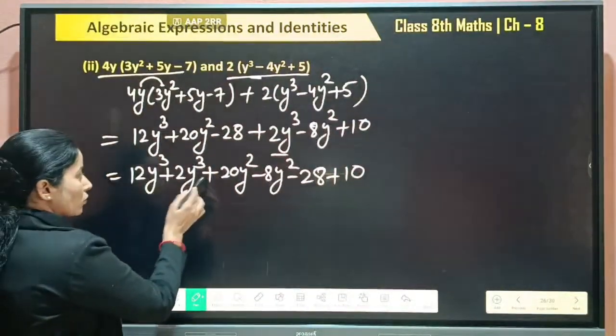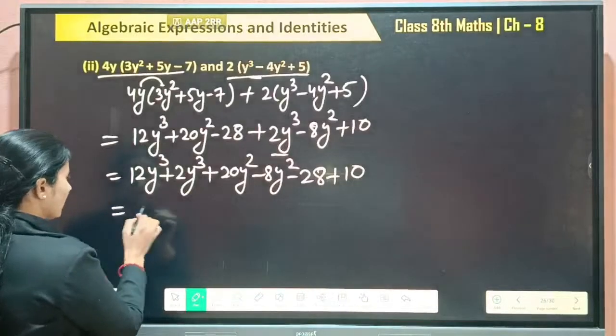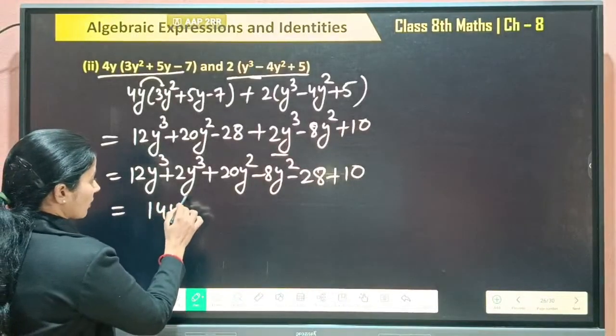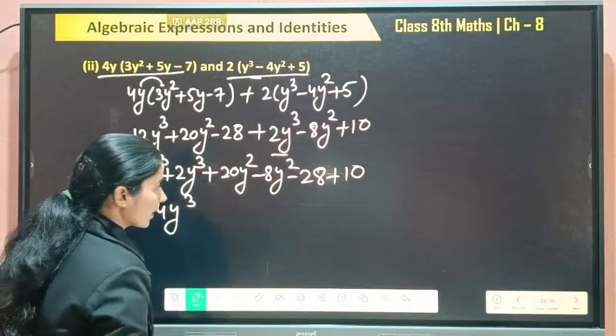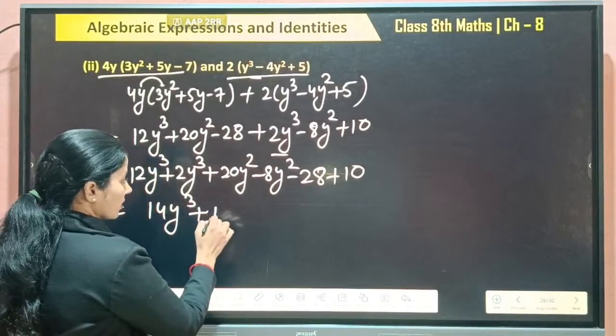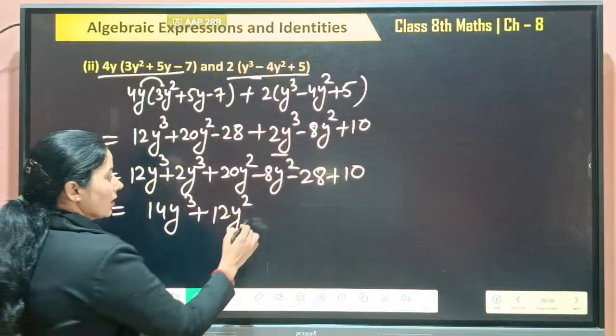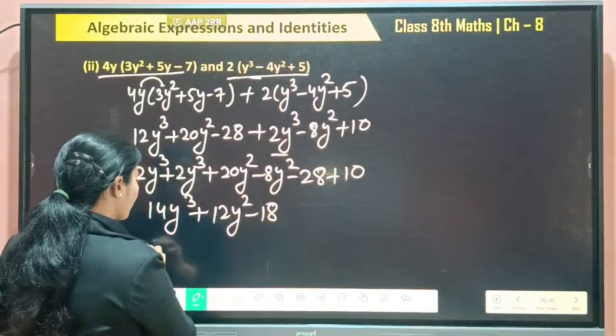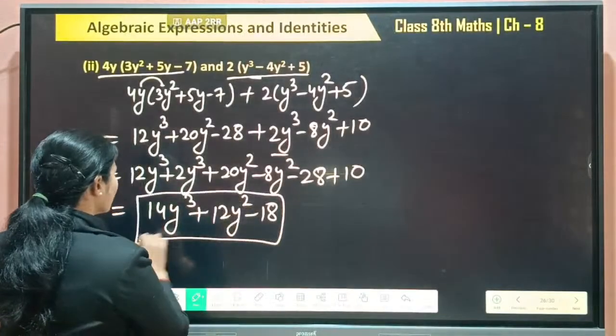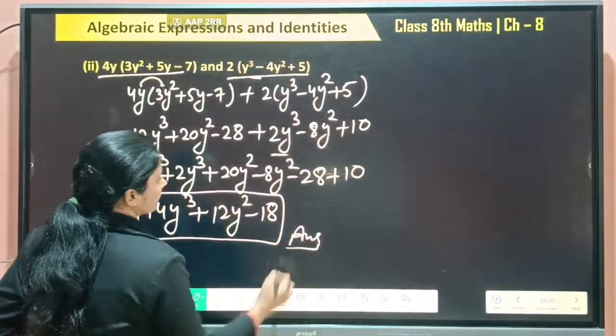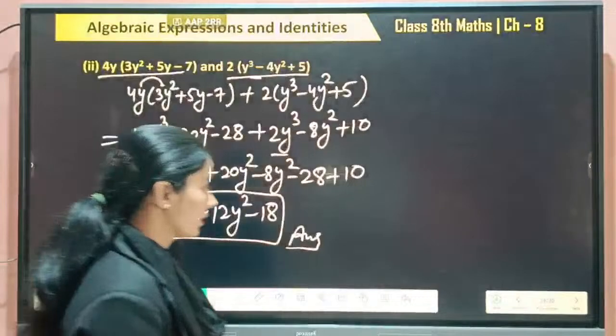12y cube plus 2y cube will be 14y raised to power 3. 20y square minus 8y square will be plus 12y square. Minus 28 plus 10 will be minus 18. This is your answer of the second part.